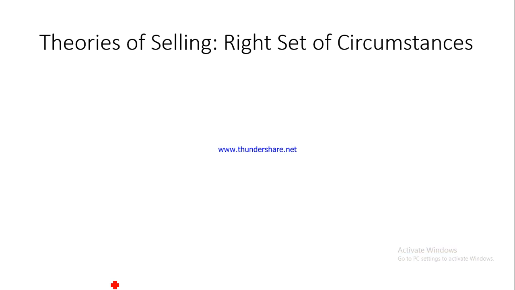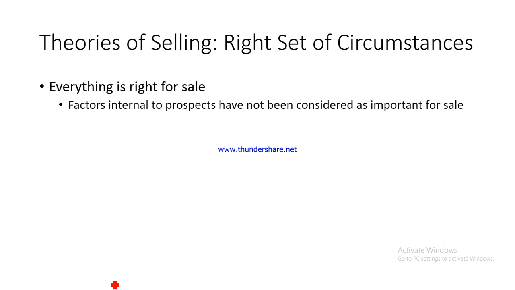Now let us move over to the right set of circumstances theory. What is the meaning of right set of circumstances theory? We'll have a look at that. Right set of circumstances means everything is right for sale. All the conditions are conducive for sales. There is nothing that may impact a salesperson's chances of converting a prospect into a customer, or selling something to a prospect.